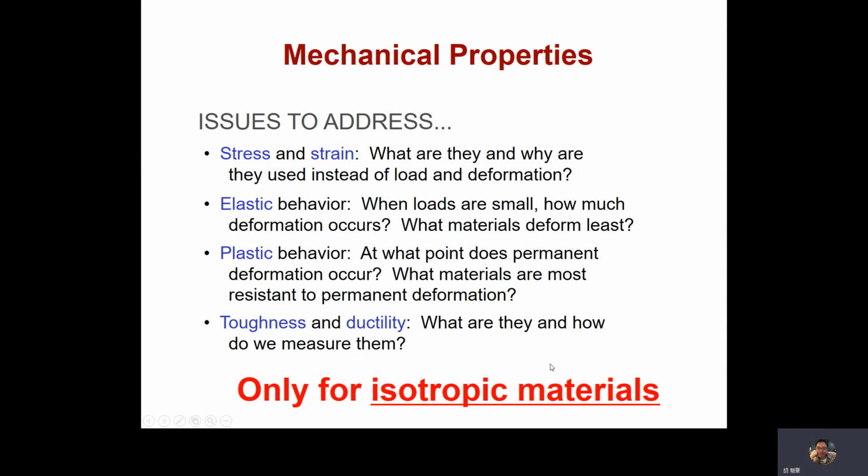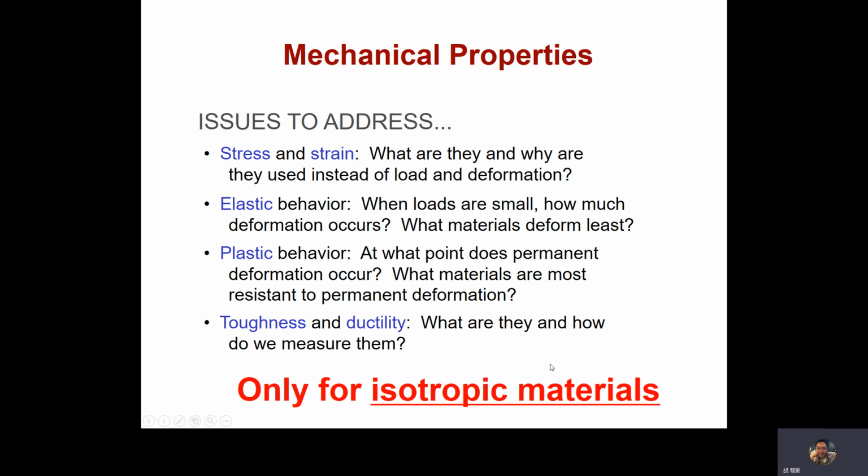Okay, the issues to address are: what are stress and strain, and why are they used instead of load and deformation? What is elastic behavior? What is the definition of elastic and plastic deformation, and what is the difference between them? What is the mechanical behavior between elastic and plastic behavior? What are toughness and ductility, and what mechanical performance can define toughness and ductility?